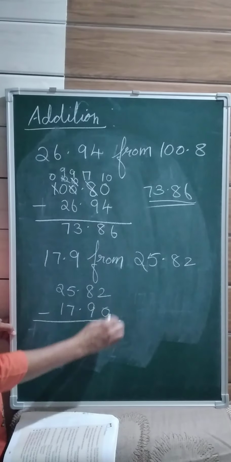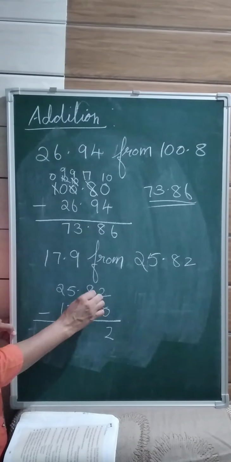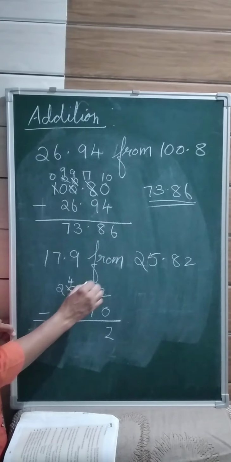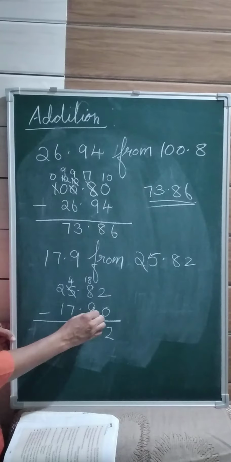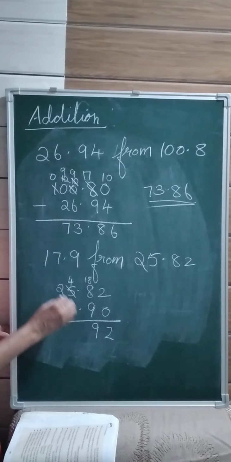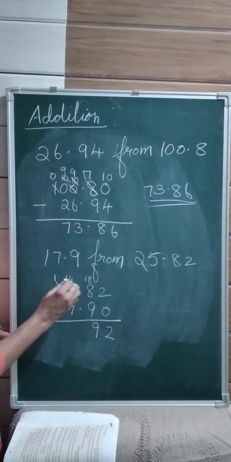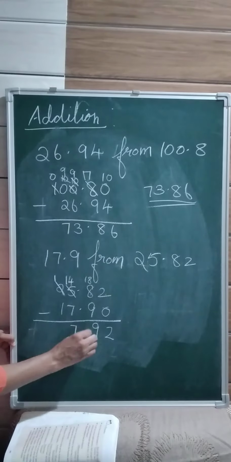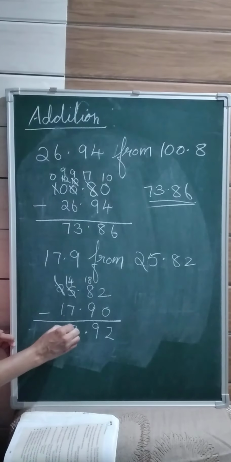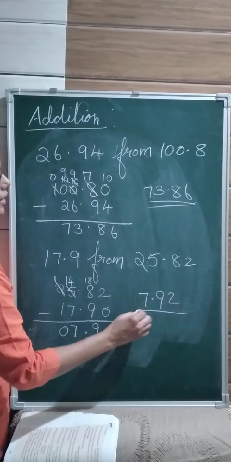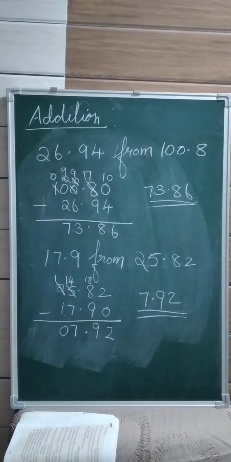Start the subtraction. 2 minus 0 is 2. 8 minus 9 is not possible, so you can borrow from here. It is 18. 18 minus 9 is 9. 4 minus 7 is not possible. Again we are taking 1 from here. Then 14 minus 7 is 7. 1 minus 1 is 0. That means answer is 7.92. Okay, addition and subtraction is easy.